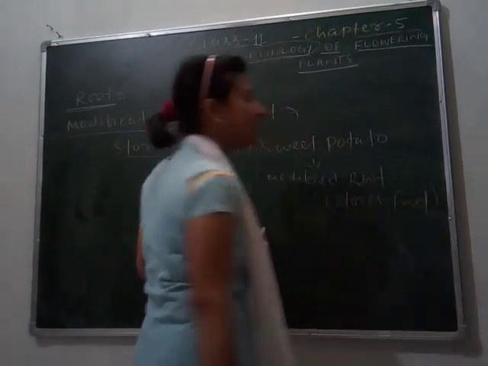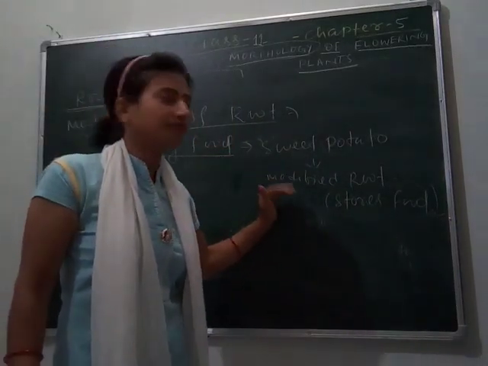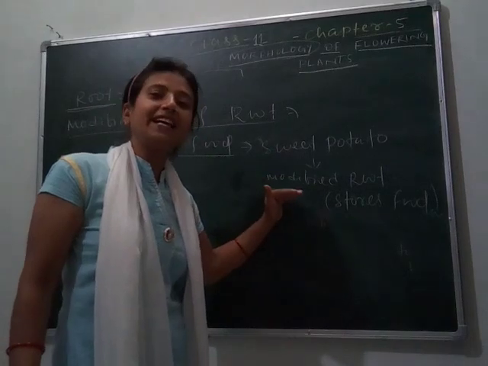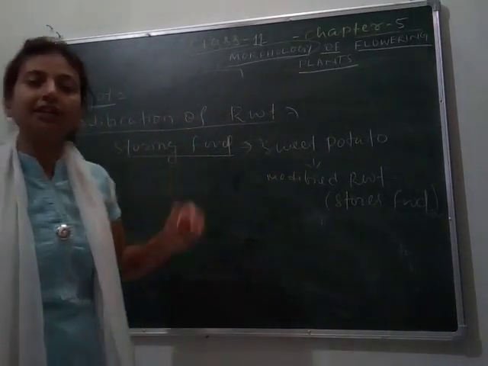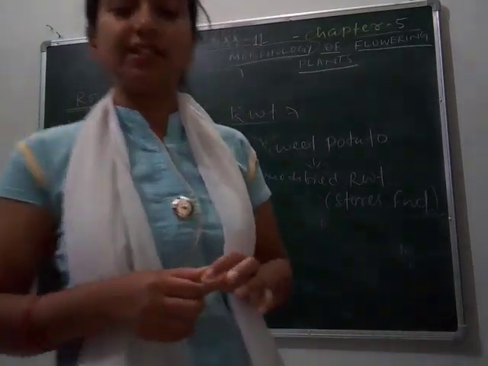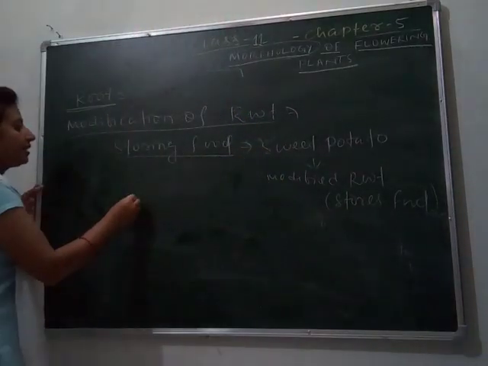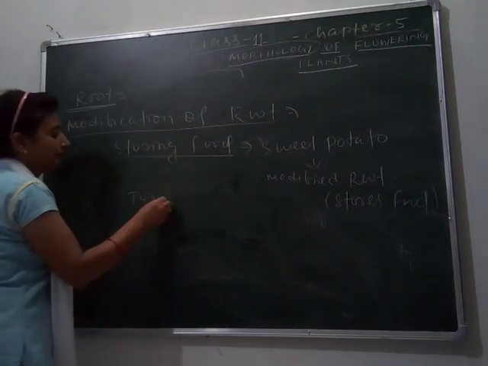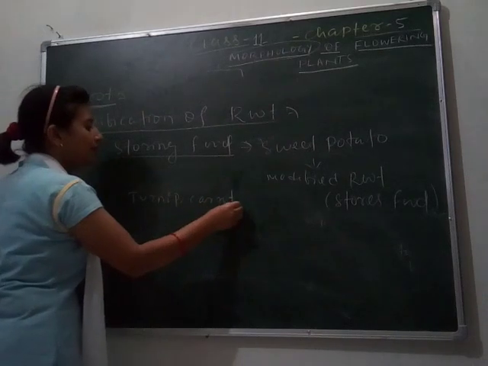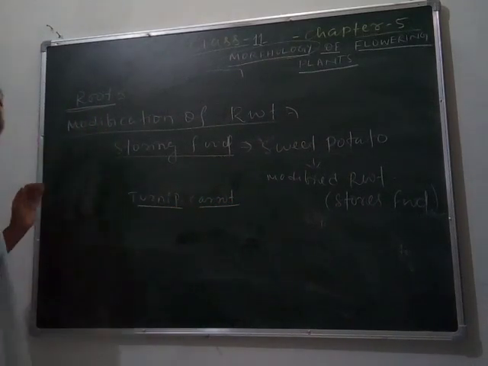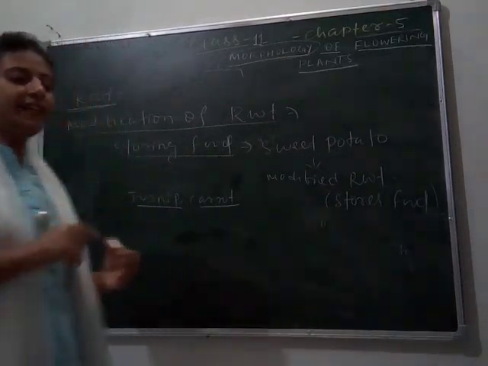Meaning the function is different here. The root here stores food. That's why we can say that the root is modified to store food. So here root modification is done for storing food. So here turnip, another example carrot, another example. They are the examples of root modification. Do you understand? Next, stilt roots.